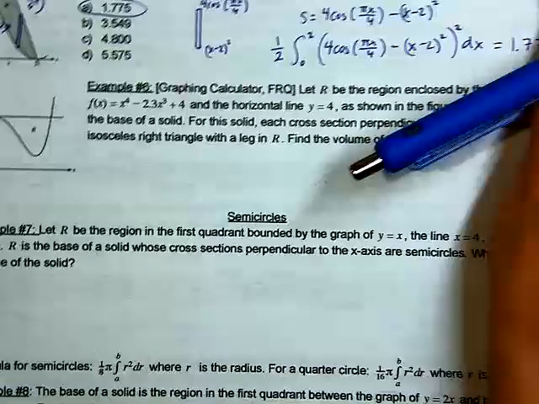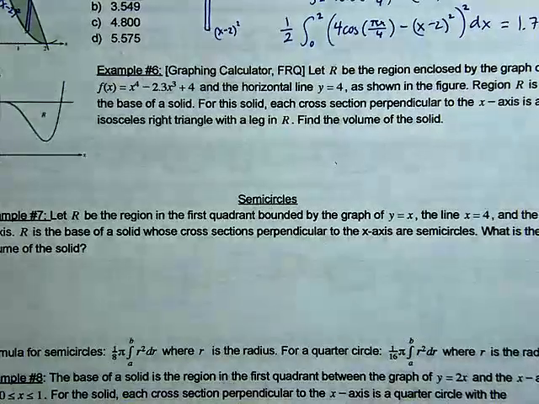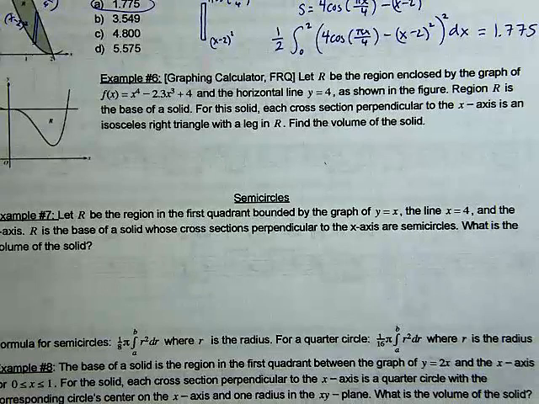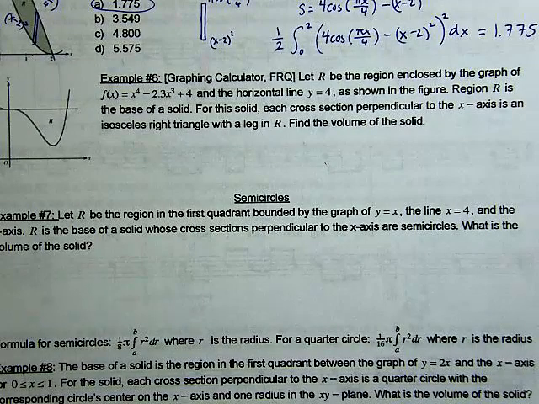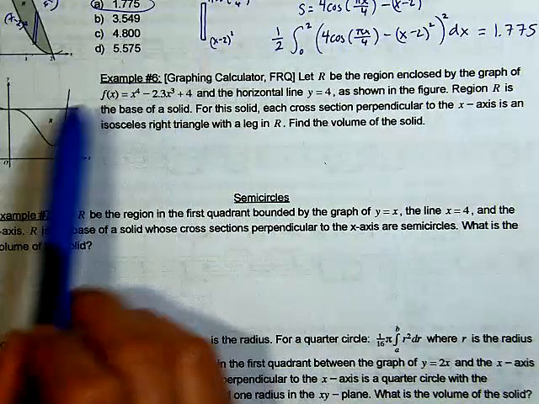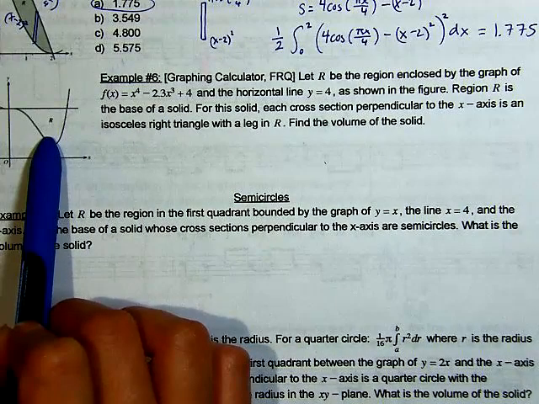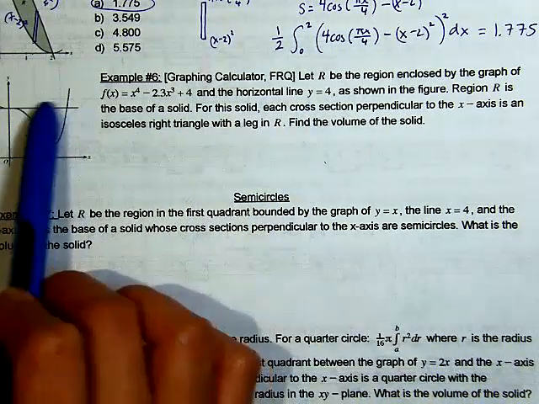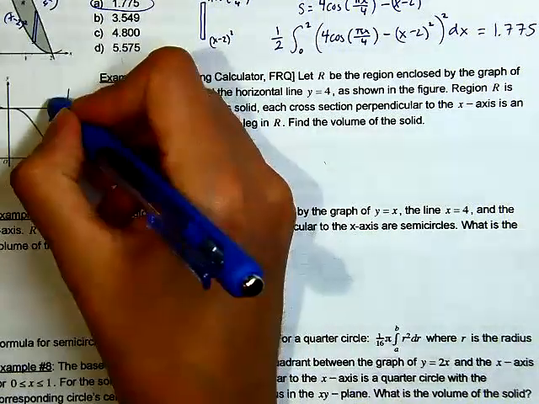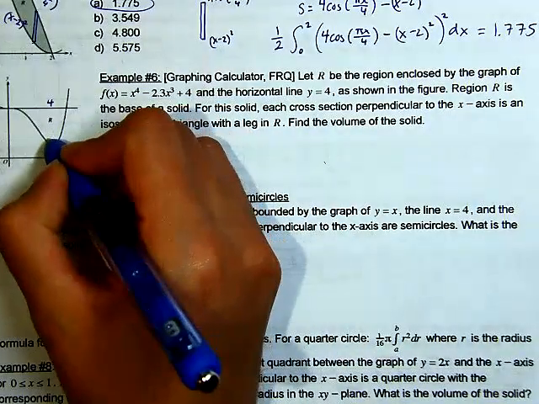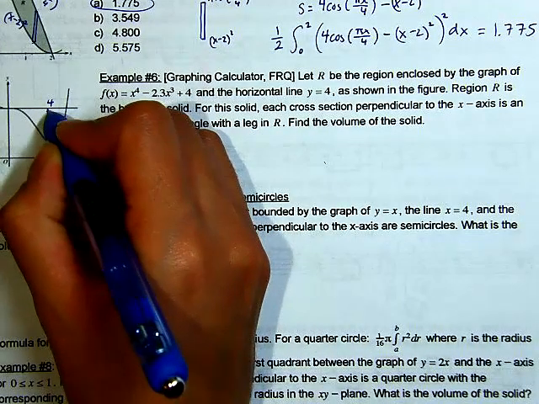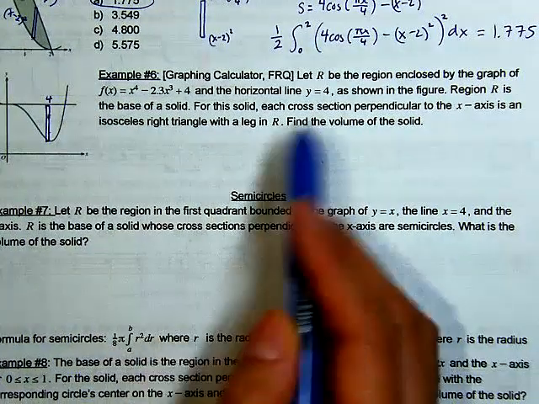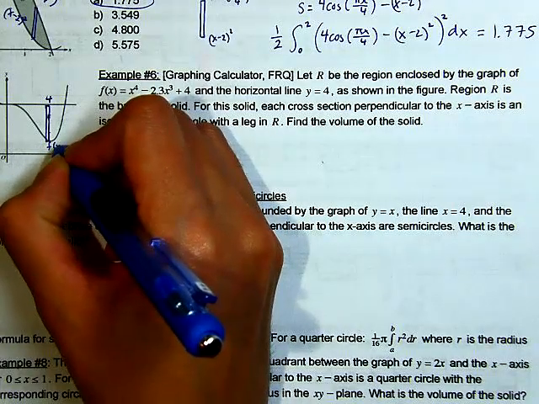Alright, I would like you again to pause the video, go ahead and try example 6 on your own, and when you click play, I will go over it. Alright, so again, in this one, we have a region where we have this polynomial curve, and the horizontal line y equals 4. And then f of x is this curve down below. So again, my cross sections are perpendicular to the x-axis. That's isosceles right triangle with a leg in R, and f of x is down here.